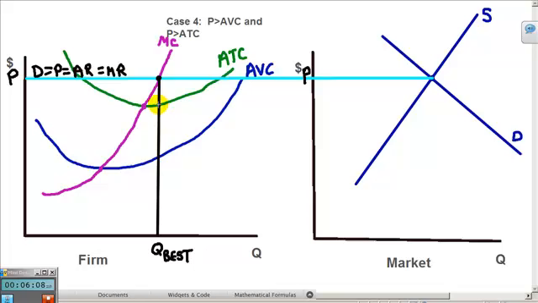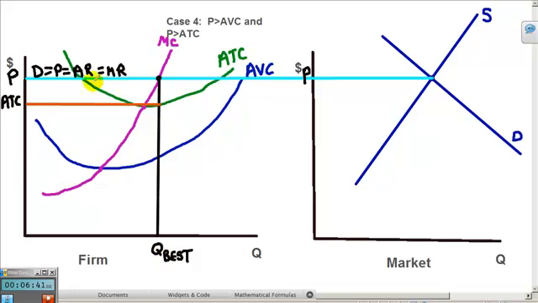Go right across here, and then this is the ATC. More particularly, it's the ATC when output is Q best. That's where we are going to produce, Q best. And so there's our average total cost.